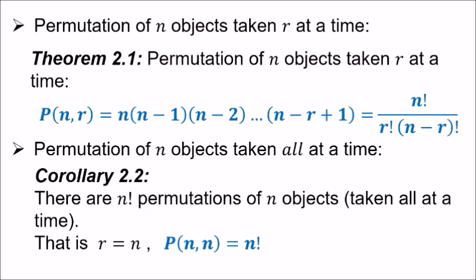So hindi natin kailangan gumamit ng formula na sa taas ng permutations. We can only have n factorial as an answer kapag yung ating permutations of n is taken all at a time. It means that r here is equal to n. We just have to write the permutation of n taken n is just equal to n factorial.